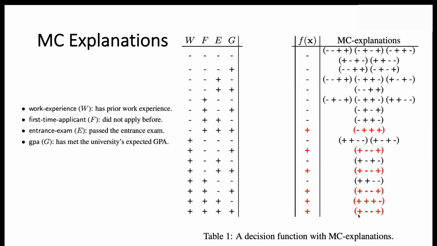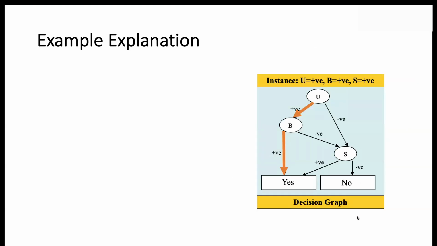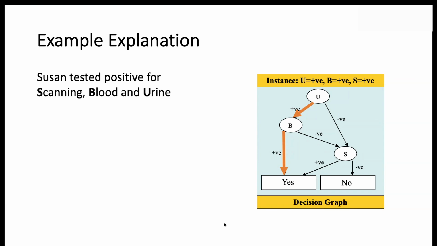Let's take a concrete example, something a little bit more intuitive, before we talk about how you compute these. Here's the classifier we looked at before. And in this classifier, I have an instance. Let's say it's Susan, and she tested positive for scanning, blood, and urine. Everything came out positive, and here they are.